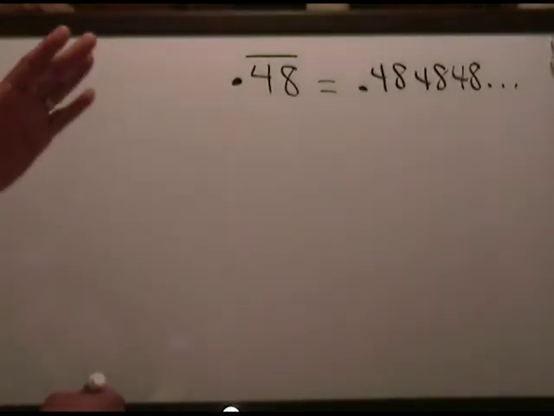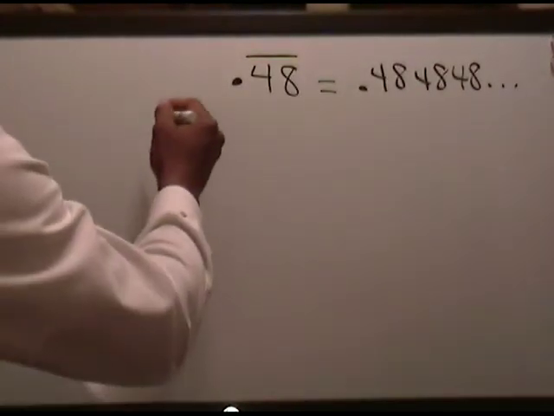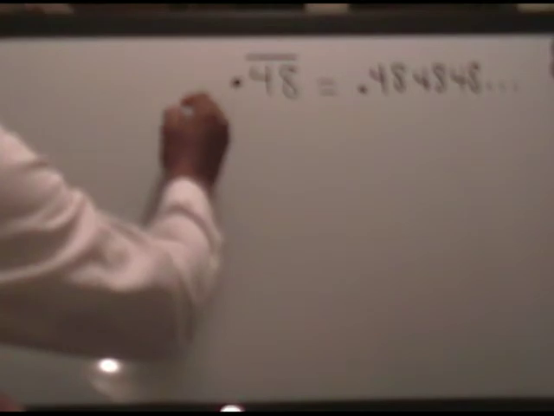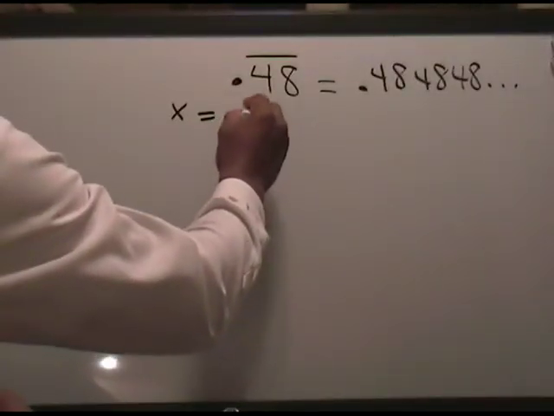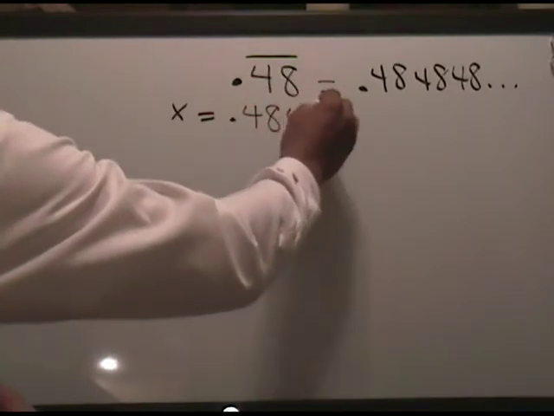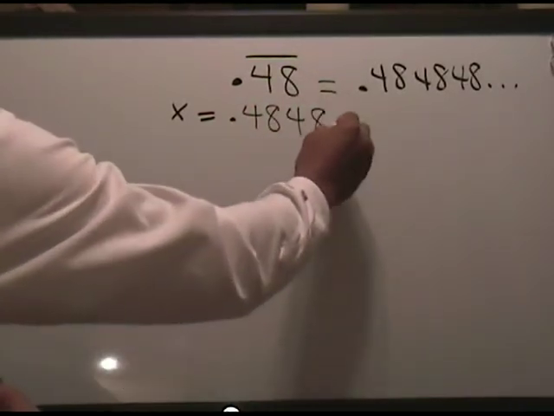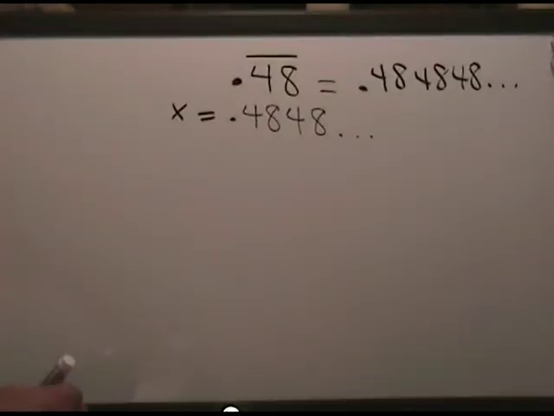We're going to let this repeating decimal 0.48 be equal to x. So basically we're going to say x is equal to 0.48. I'll add another one, 48. And of course, we know that that repeats.